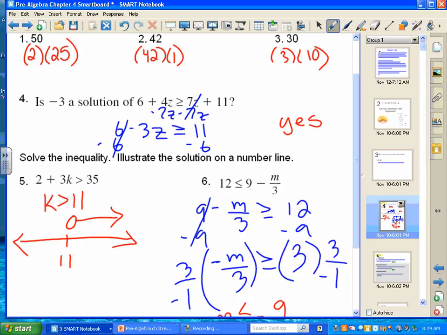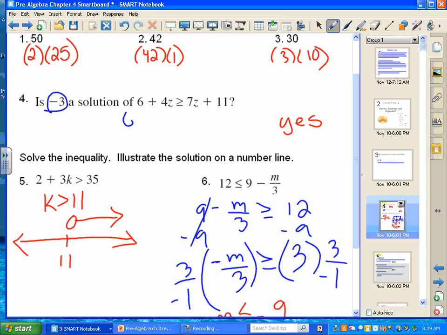I guess, did you put the negative 3 in first or did you solve it first? I guess I should have asked you that. Did you plug this in first? Okay, let me go back to the first thing you did. Sorry, I should have asked. If you put negative 3 in first, you should be okay.